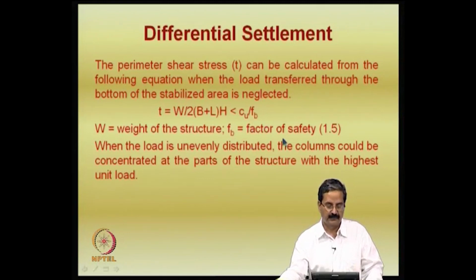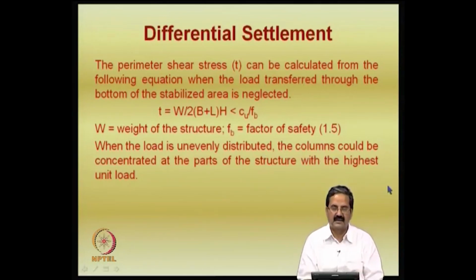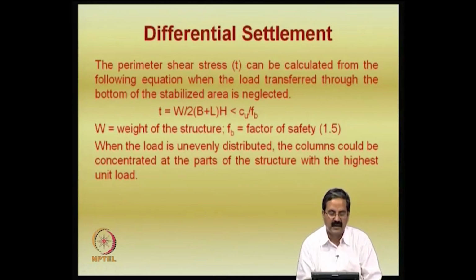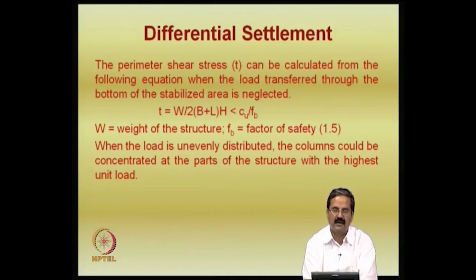So, when the load is unevenly distributed, the columns could be concentrated at the parts of the structure with the highest load. This is another simple way that we try to do. For example, in the case of an embankment, there is no problem at all, and you just add all the loads and then put the columns in a proper way with proper spacing, and it is completely done. But when there is unevenness, say for example you are trying to construct a heavily loaded area in some place, how do you do that? It also could be done, it is not an issue at all.